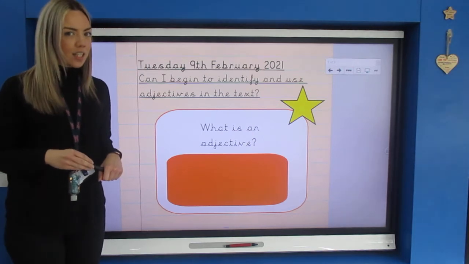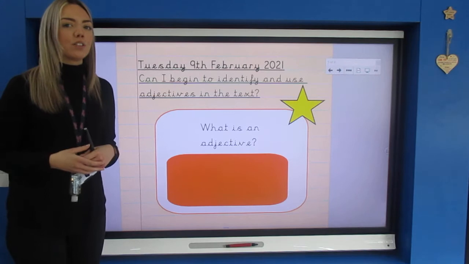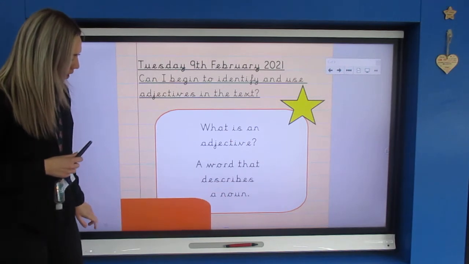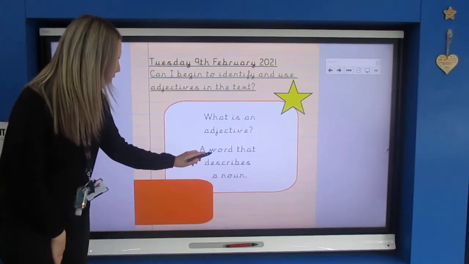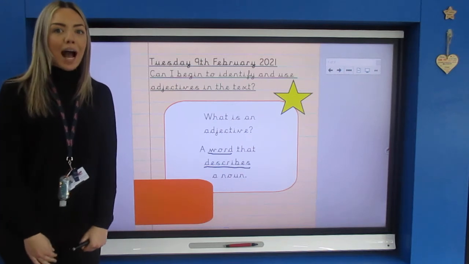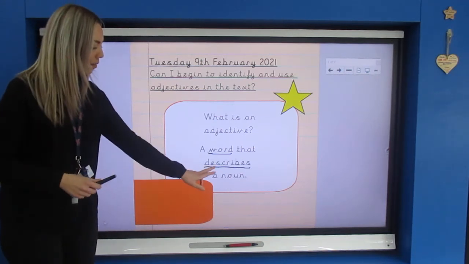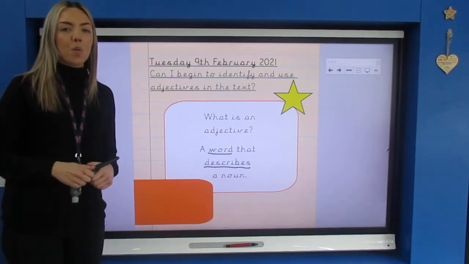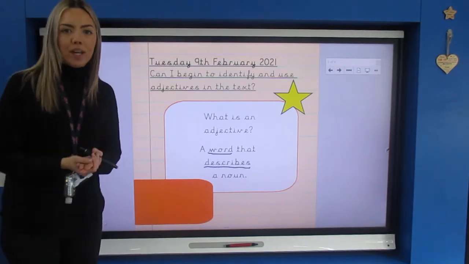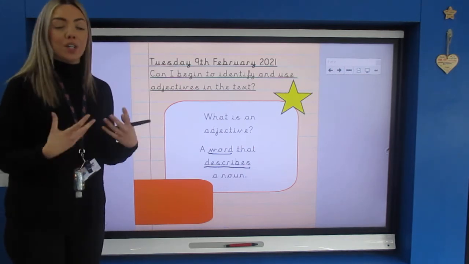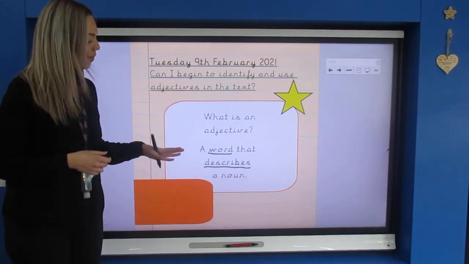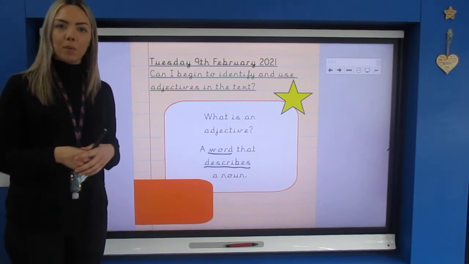Okay, have you done that? Have you taught your adults? Or maybe your adult has taught you? Let's see then if you were correct. So, an adjective is a word that describes a noun. So it's a describing word, okay? Now remember, a describing word is something that tells us a little bit more, okay? And it gives us extra information and it makes our work, our sentences, a little bit more exciting and a little bit more informative, okay? So it gives us extra information and makes our work a little bit more exciting.